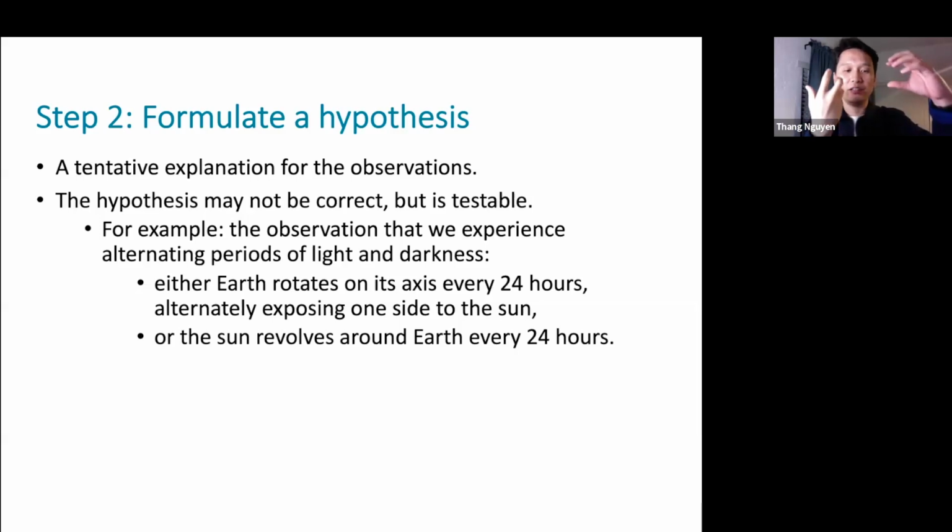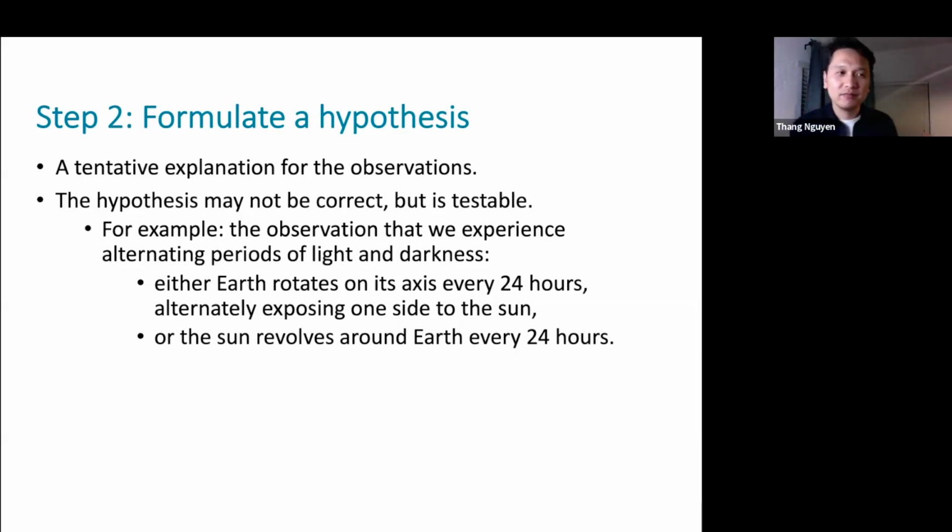The second hypothesis is that the Earth is standing still, and the sun is revolving around the Earth. Every time the sun is near that surface of the Earth, you see light. And when it's far away from that surface, you see darkness, right? Both of those seem plausible, and they're both testable. So they are good hypotheses. So all you have to do now is to test it.